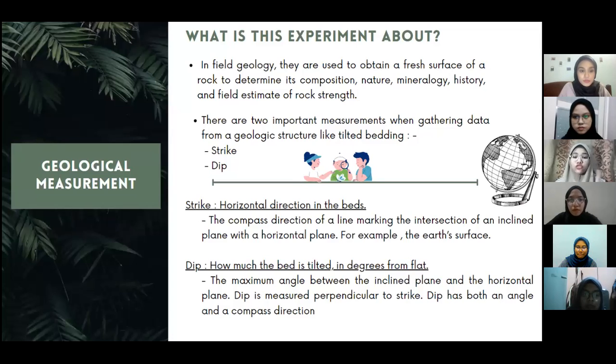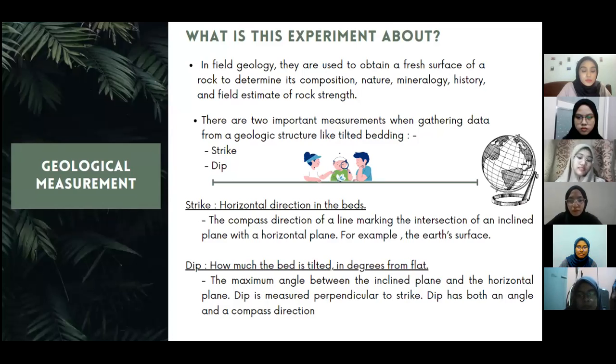There are two important measurements when gathering the data, which are the strike and dip. Strike is the horizontal direction in the beds, which is the compass direction of a line marking the intersection of an inclined plane with a horizontal plane. For example, the Earth's surface.